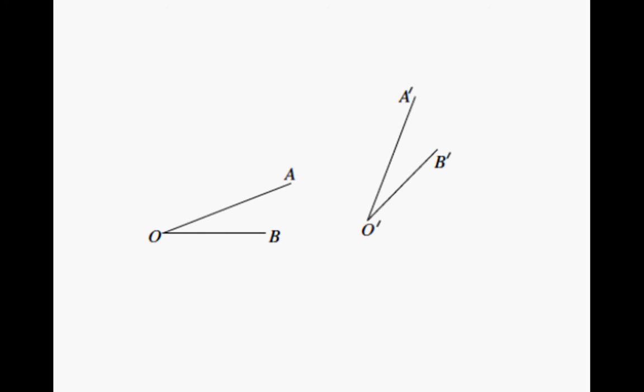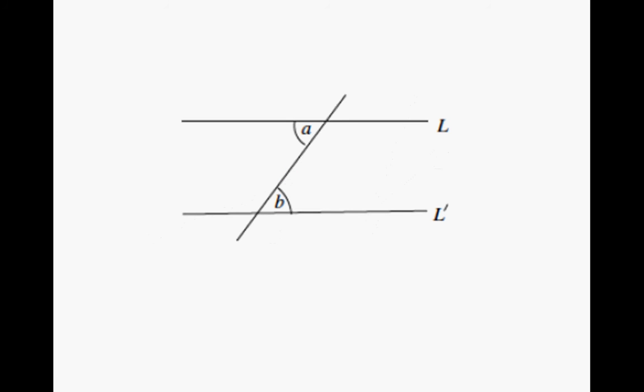Similarly, given angles AOB and A prime O prime B prime, how can we tell whether they have the same degree without having to measure each angle individually? For example, if two lines L and L prime are parallel and they are intersected by another line, how can we tell if angle A and angle B, as shown, have the same degree when measured?